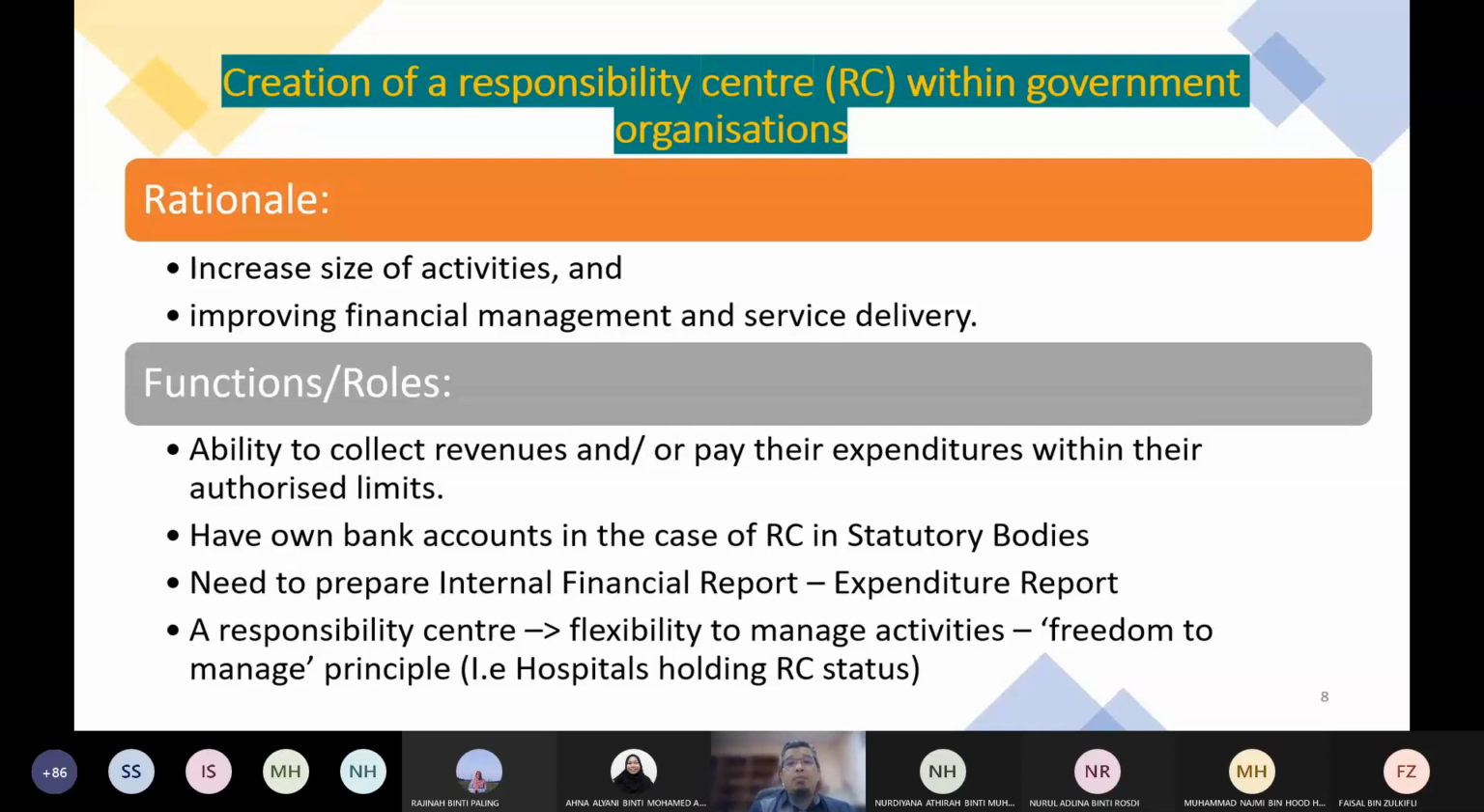Ability to collect revenue and pay the expenditures within the authorized limits. The ability to pay, the payment autonomy, is significant because if an entity, a government office, is not able to pay for its activities or procurements, there's a possibility the activities will be delayed. Every time they want to conduct their activities, for payments they have to refer to the state level agency, or they must refer to the HQ. Then there will be some bureaucracies for them to execute the activities.